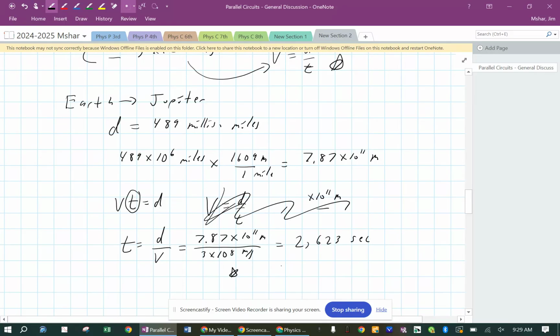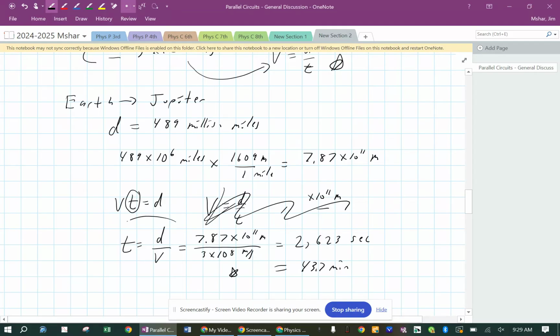If I divide that by 60 to get minutes, I get 43.7 minutes. So if I want to send a radio signal to my astronauts on Jupiter, it's going to take that radio signal almost 44 minutes to get to Jupiter.